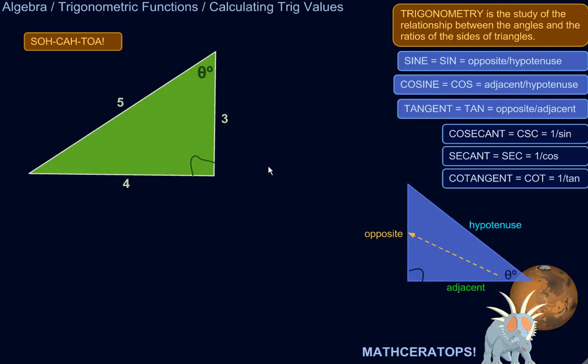Alright, so trigonometry has to do with the relationship between the angles of a triangle and the ratios of the sides. For example, I've got the main six trigonometric functions here: sine, cosine, tangent, cosecant, secant, and cotangent. And if I've got an angle, let's call it theta degrees, we don't know what the measurement is. Doesn't matter in this case.